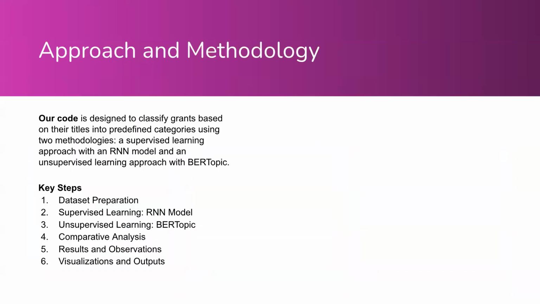As I previously mentioned, we used two approaches to classify these grants, a supervised RNN model and an unsupervised BERTopic model. We started with data preprocessing, including tokenization of grant titles and encoding categories. The RNN model uses labeled data with embedding and LSTM layers to classify grant titles into 26 predefined categories.